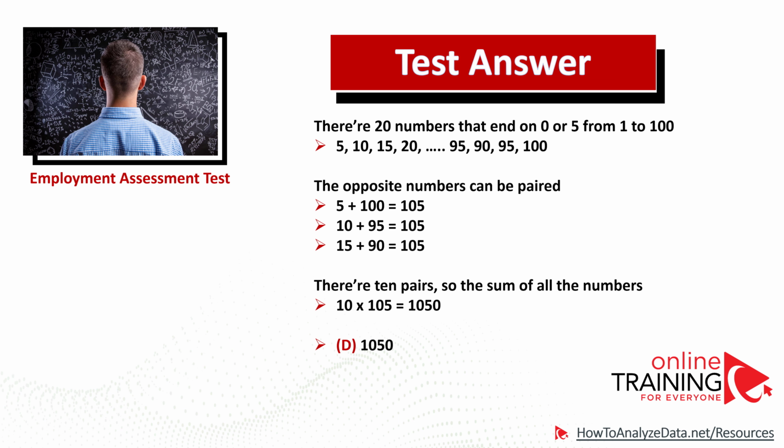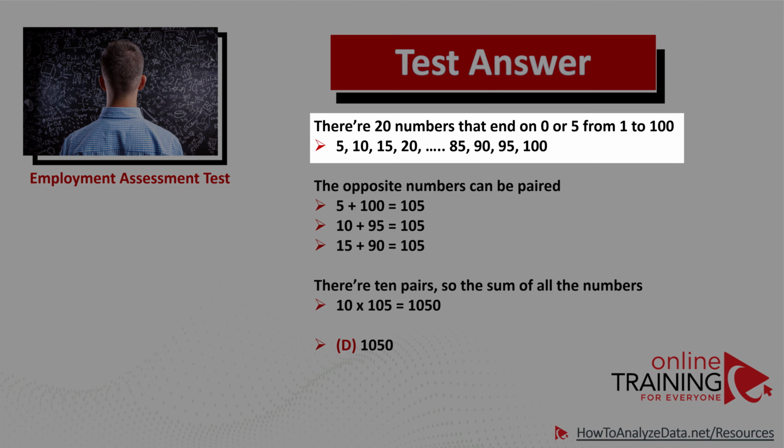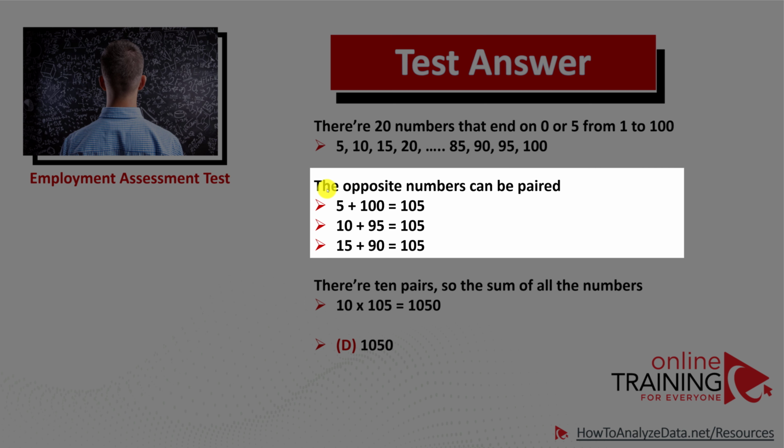Let's look at how this problem can be solved without the calculator. If you write down all the numbers that end on 0 or 5 from 1 to 100, you will realize that there are 20 numbers. Let's look at the sequence: 5, 10, 15, 20, and if you continue, you can just add 5 to get to the correct number. But we are mostly interested in the last 4 numbers, which would be 85, 90, 95, and 100. So the opposite numbers can be paired with the end result of 105.